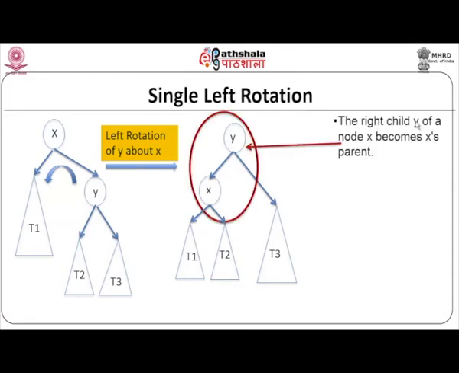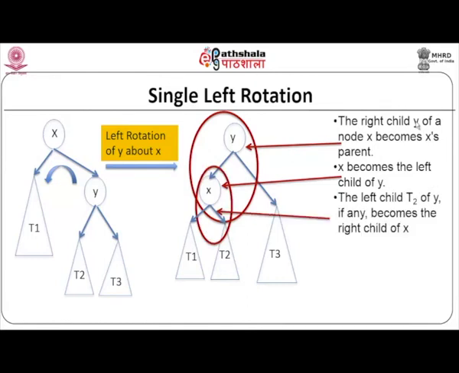Here the steps are these: the right child y of node x becomes x's parent, and then x becomes the left child of y, and then the left child T2 of y, if it exists, now becomes the right child of x. So, these are the 3 steps. Again, T1 plus T2 plus T3 now becomes T1 plus T2 plus T3, as you can see from the brackets.